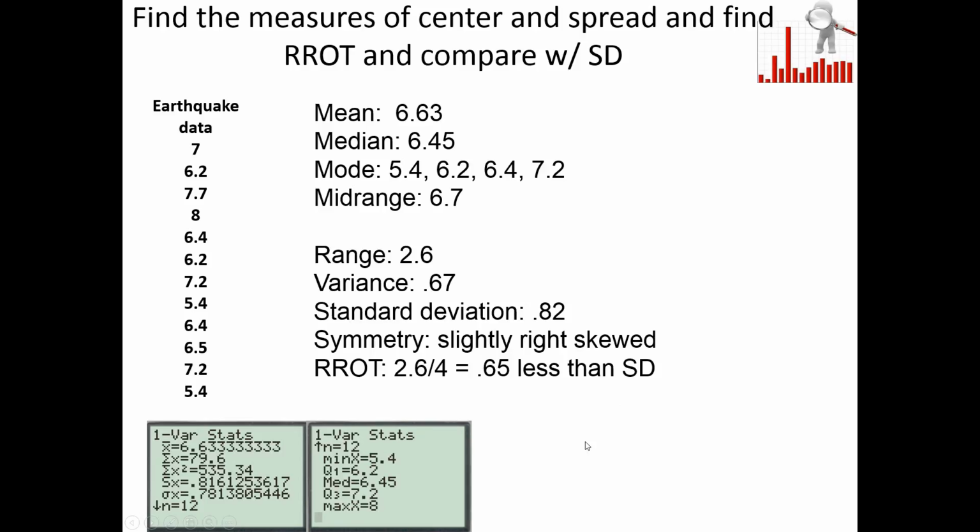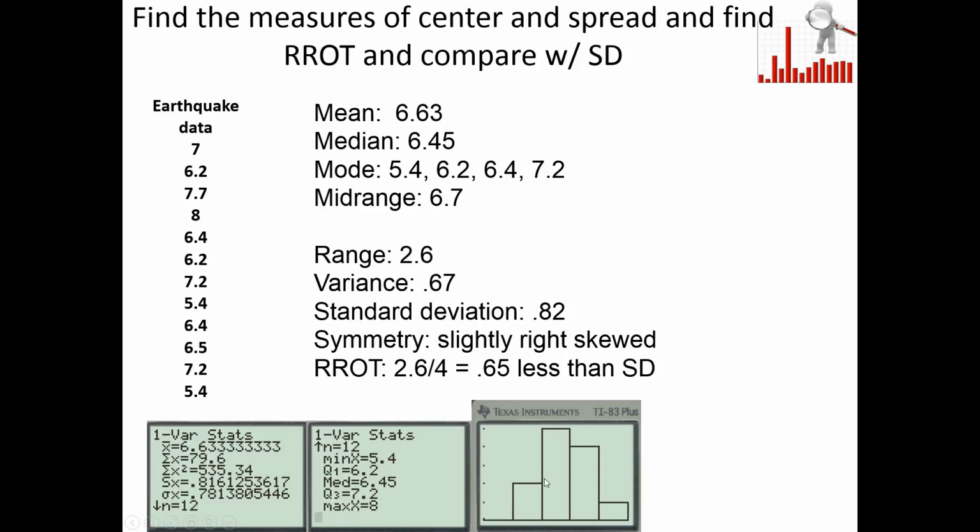And here's the screenshots. This data is almost symmetric, and that's evidenced by these being almost equal. It looks like there's a slight pull to the right, a slight right skew here, and you can also see that because the mean is larger than the median.